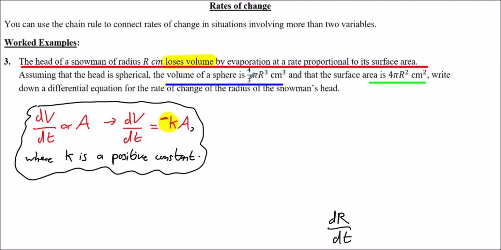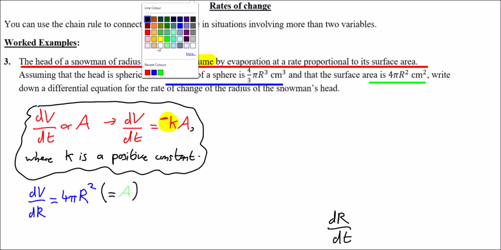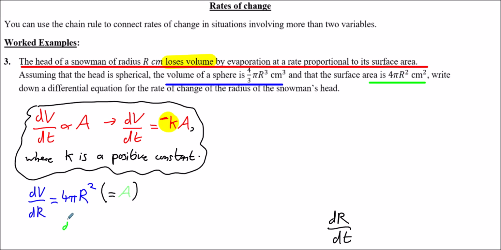So if V is 4/3 pi R cubed, then differentiate V with respect to R. The 3 would come to the front, multiply the 4/3, which would just give us 4. Then the capital R loses a power by 1, so it becomes 4 pi R squared. And if you notice, of course, that is the same as the surface area, which is A. And if I think about A, which is 4 pi R squared, then dA by dr would simply be 8 pi R.